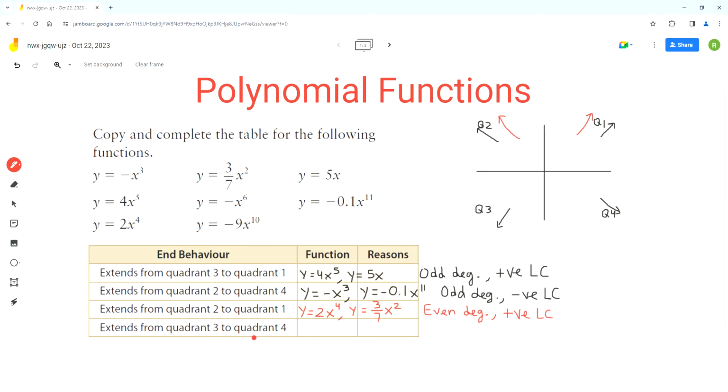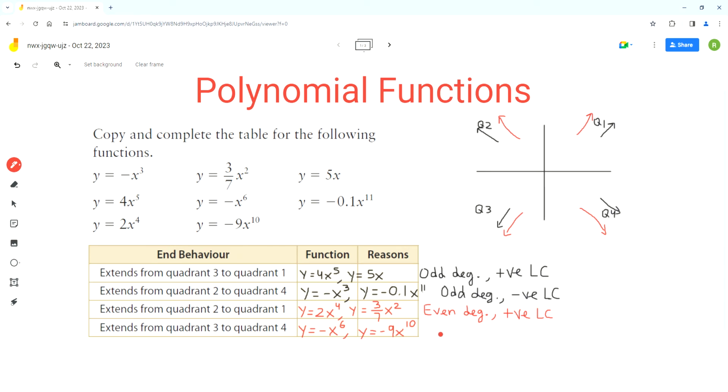Quadrant 3 to quadrant 4. On the left side, the graph is in quadrant 3, on the right side, quadrant 4. In this case, the graph starts from below the x-axis and ends below the x-axis. So the function should have even degree and negative leading coefficient. Y equals negative x to the power 6, so even degree and negative leading coefficient. And the next one is y equals negative 9 times x to the power n.